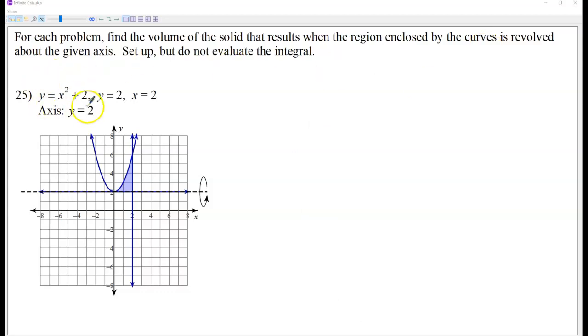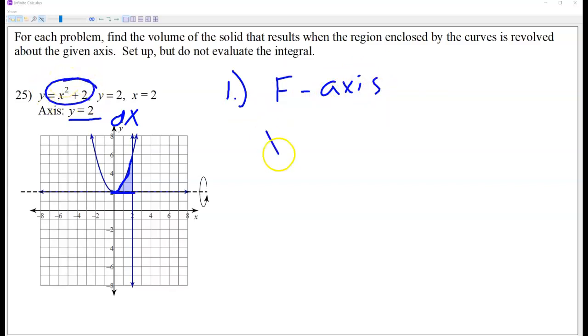All right. So notice that my axis is y equals 2, and you can tell from the picture here that that is a horizontal line, and that tells me we're going to be doing a dx type of problem here. Another thing to notice here is that the function or the area is above the axis. So for my step 1, it's going to be function minus axis. Okay, and so the function here is x squared plus 2. That's the blue curve there. And the axis is the line 2. So there's my radius. I'll just call it big R there.